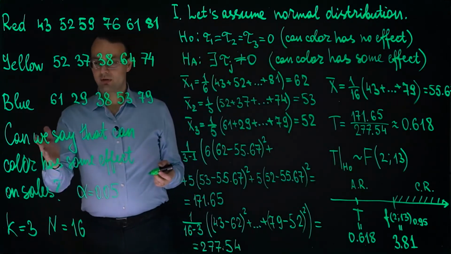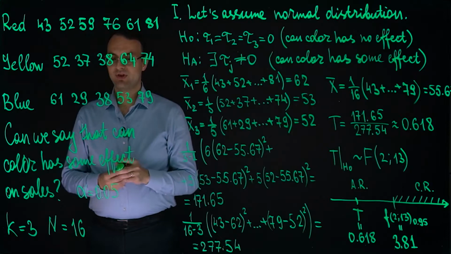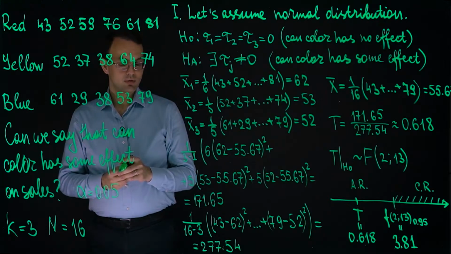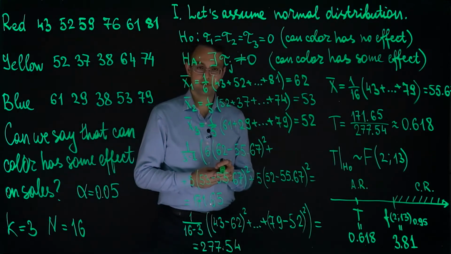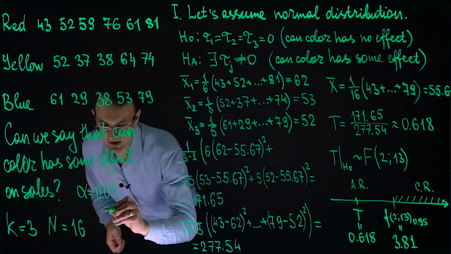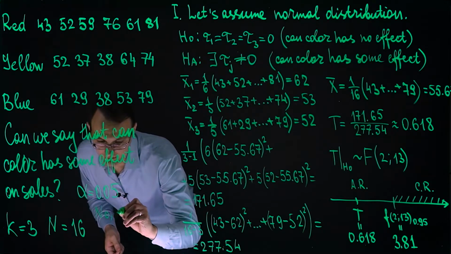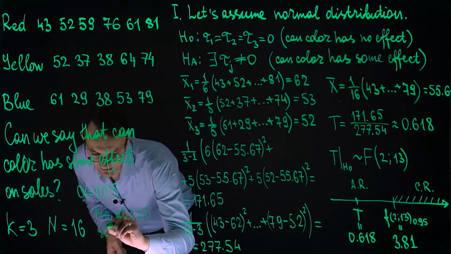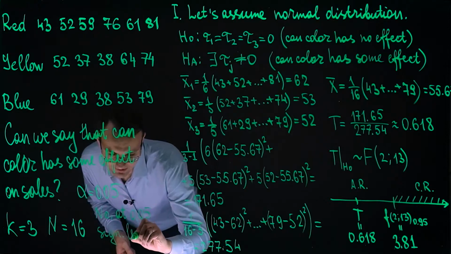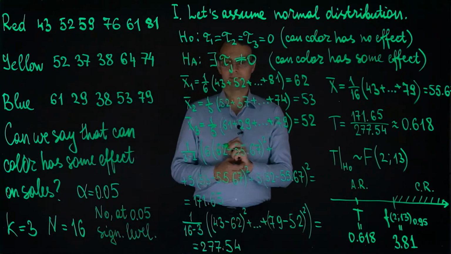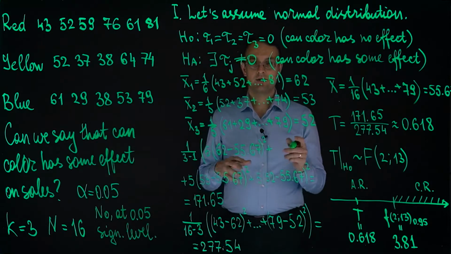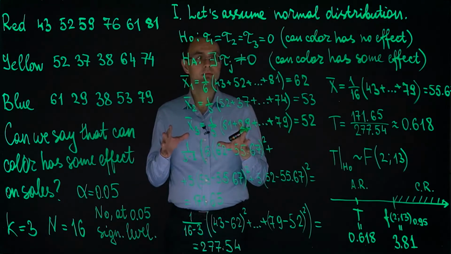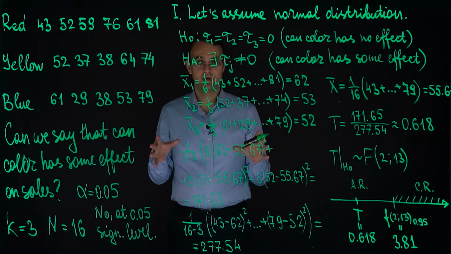So what is our answer to the question we were asked? Can we say that Kahn-Keller has some effect on sales? We say no at the 0.05 significance level. So the answer is no at 0.05 significance level. So this is the solution when we assume normal distribution of our observations.